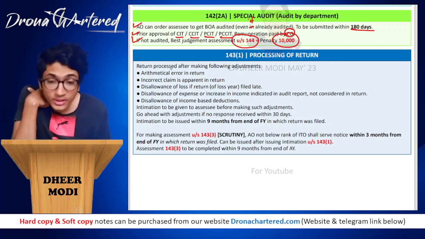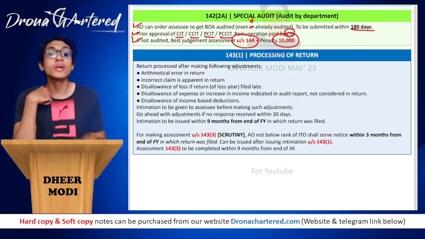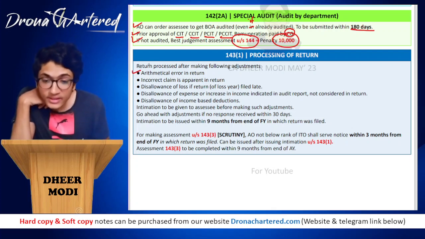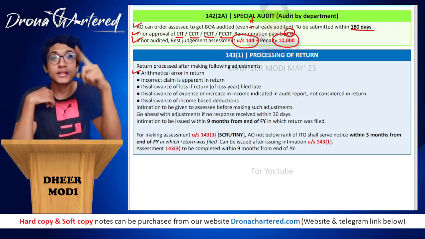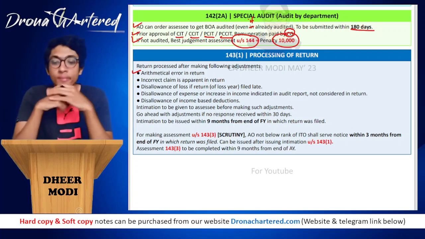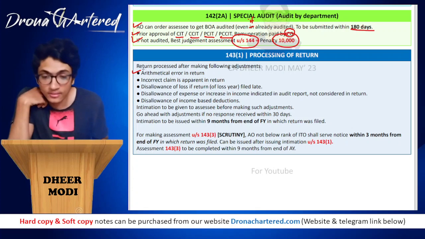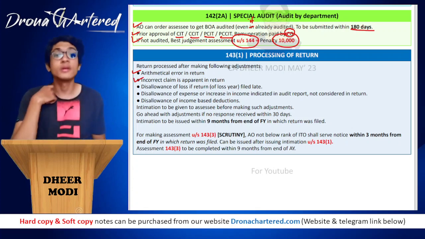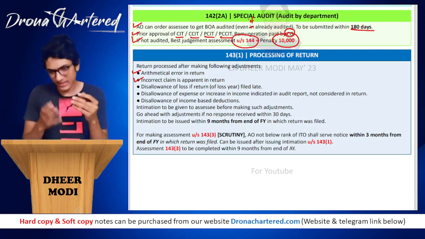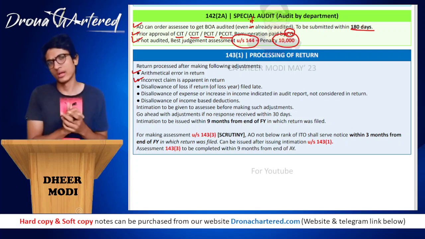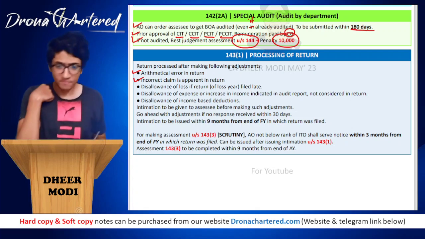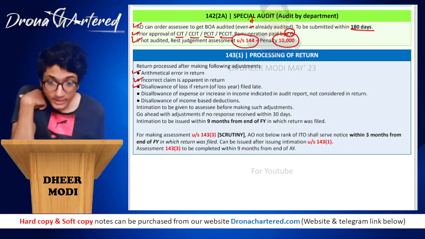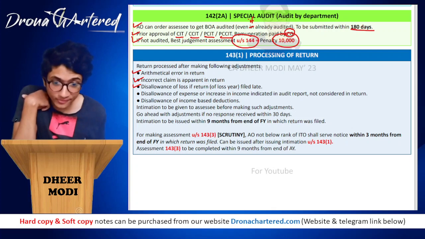143.1 talks about return processed after making the following adjustments. These are checked by the system itself. If there are any arithmetical errors in the return, that means any addition, any subtraction, if the figures are not matching, these are your arithmetical errors. Next, an incorrect claim is apparent in the return. If it is very clearly visible that this is an incorrect claim, this is not allowed, then in such a case your system will prompt.